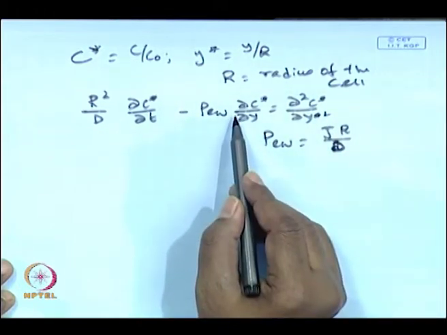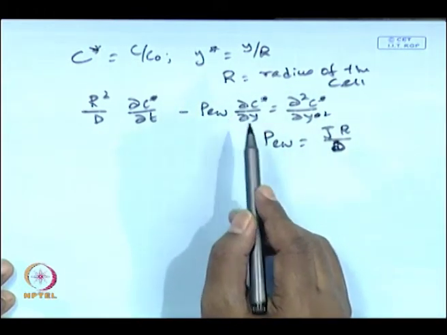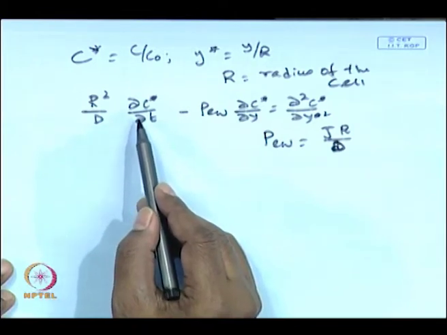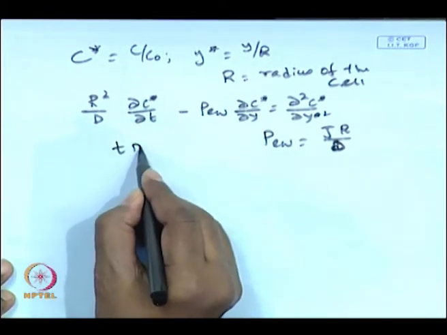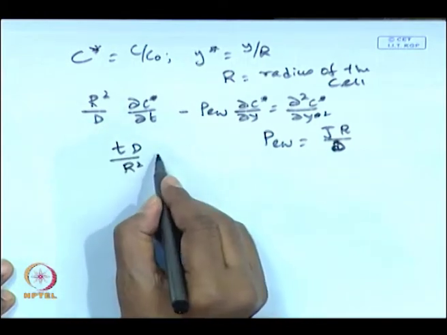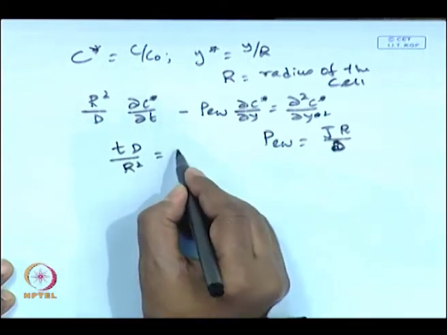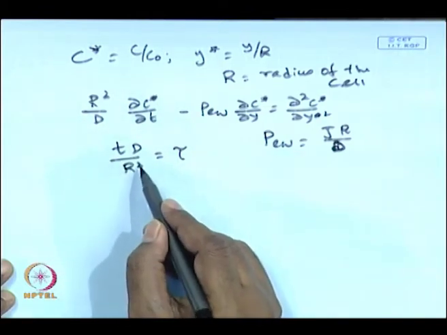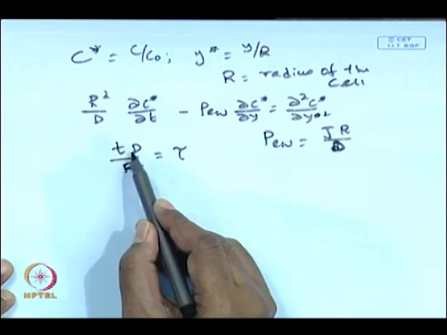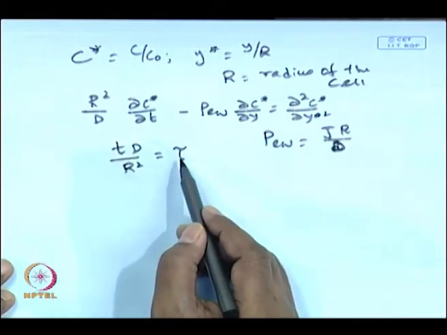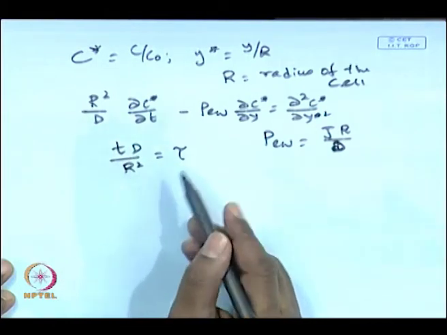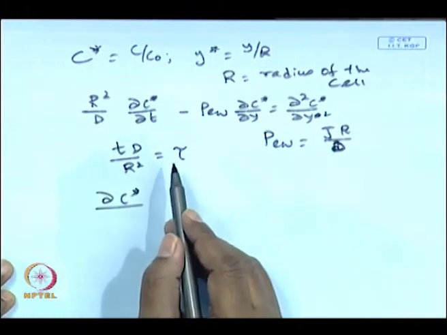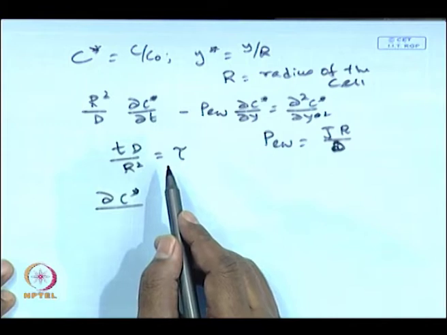The second term on the left hand side is non-dimensional. The first term of the left hand side also has to be a non-dimensional quantity. That means T D by R square must be defined as the non-dimensional time tau. T has a unit of time, and if you replace the units of diffusivity and R square, it gives a unit-free number. Okay. So that is how one has to find out the non-dimensional form of any independent quantity.